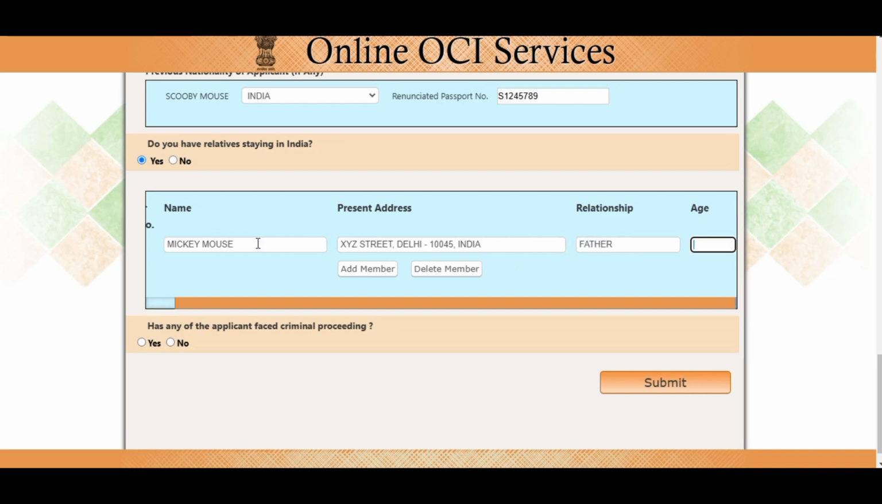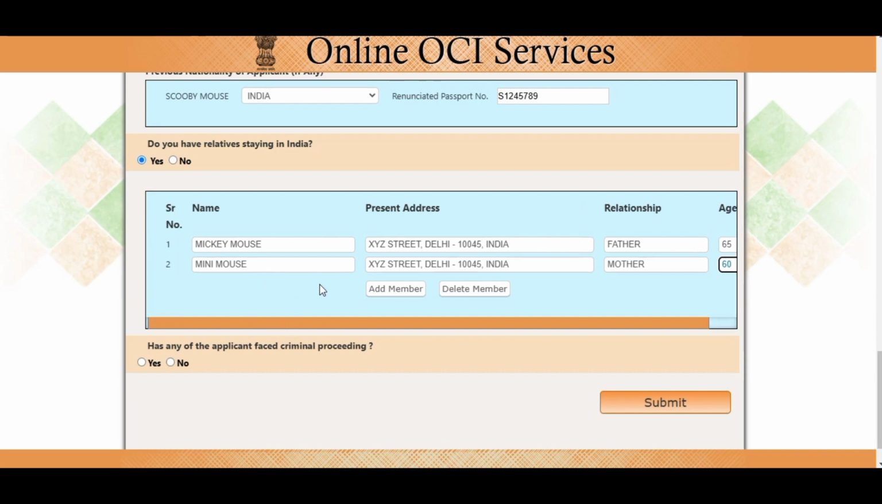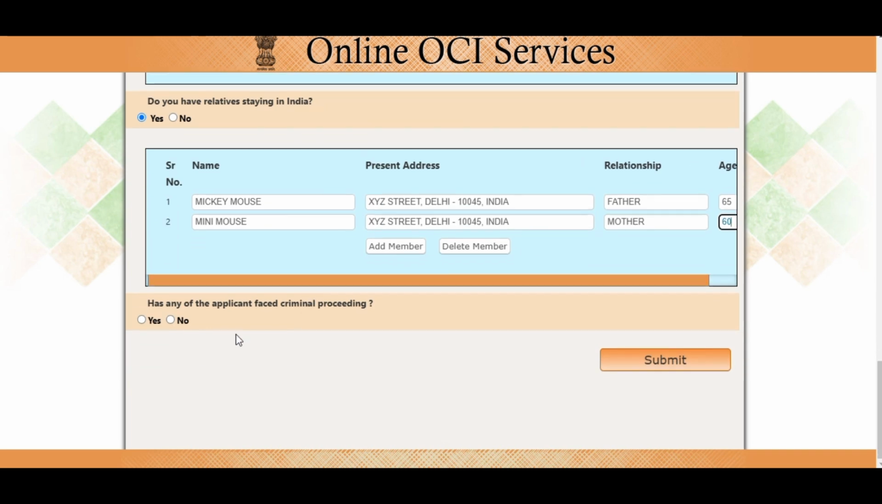Age of your father, let's say 65. Then add another member, and let's say it's your mother. Give the details of your mother. I'm putting the same address, mother, and then age as 60. If you have brother and sister as well, you can enter their details as well, but you can enter a maximum of four family members, not more than four. Okay, so has any of the applicants faced criminal proceedings? Select no, and then click on submit.